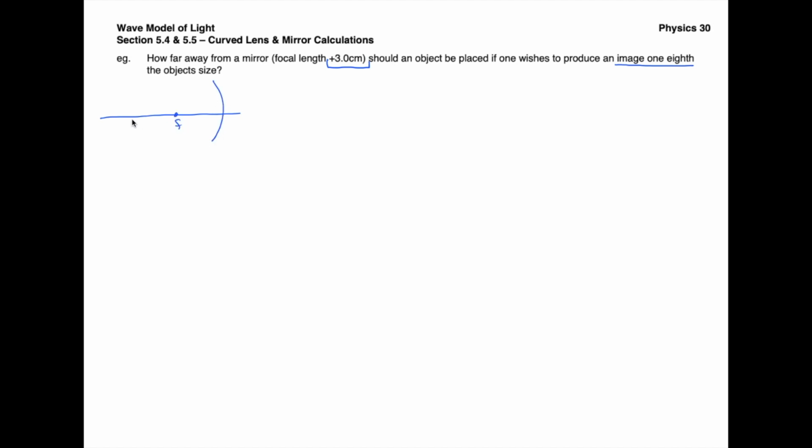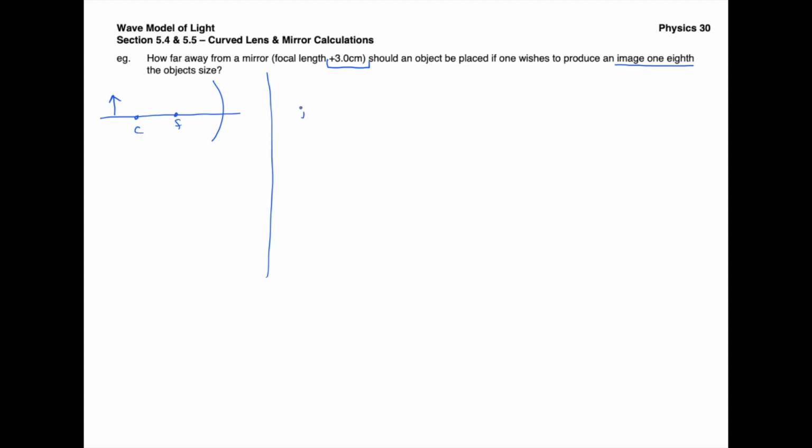We have our focal point, and we have our center of curvature. And if we're looking for something that's 1/8 the size, then our object has to be outside of that center of curvature. So we are going to be looking for something that's going to be beyond the 6 centimeters. So your focal length is going to be 3, your center of curvature must be 6. And if we want to produce that smaller image using a converging mirror, we must be beyond that center of curvature. So we'll start with our variable listing here.